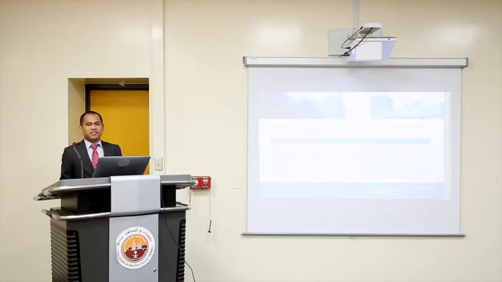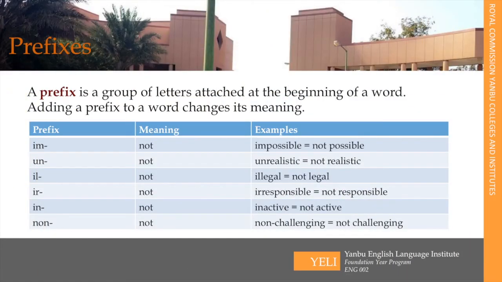Now let's move on to prefixes. Prefixes are a group of letters attached at the beginning of a word, and each prefix has its own meaning. So if you know the meaning of the prefix and you know the meaning of the root word, then most likely you will know the meaning of the new word.